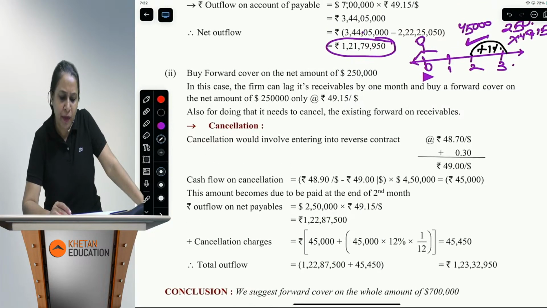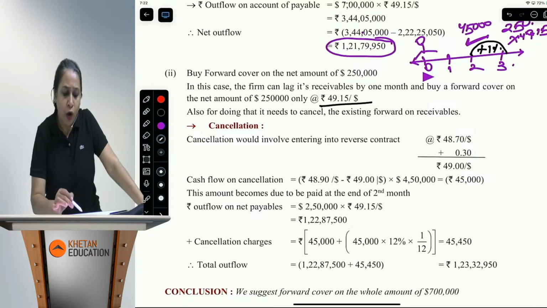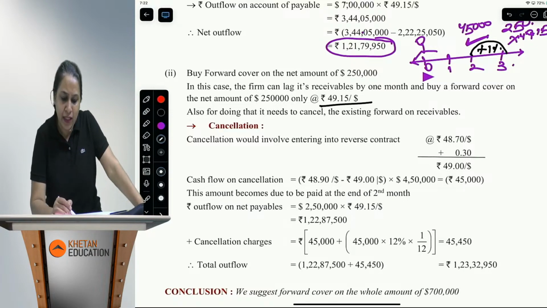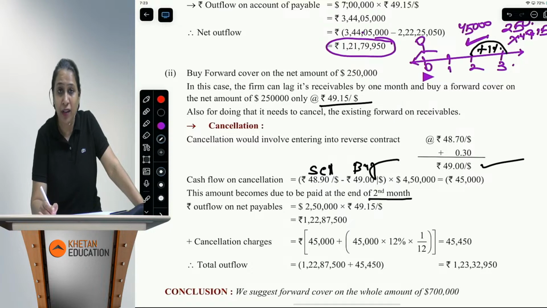In this case, the firm can lag its receivable by 1 month and buy a forward cover on the net amount of $250,000 at 49.15. Also for doing that, it needs to cancel the existing forward on receivables. Cancellation would involve entering into reverse contract. Okay, this one. So sell because it was a receivable minus buy, and this amount becomes due to be paid at the end of the second month, not now.